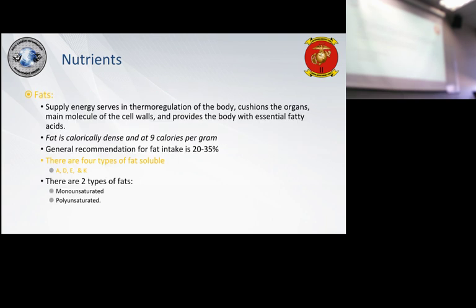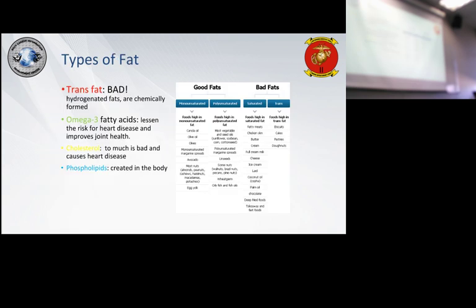Fats. Fat is calorically dense at 9 calories per gram. The general recommendation is 20 to 35%. There are 4 key vitamins: A, D, E, and K. And then there are two types of fat: monounsaturated and polyunsaturated. It's good to know which of those vitamins, A, D, E, and K, also treat which specific chronic diseases. Look that up on your own time. I think we cover it later on, or if not, I would know that.